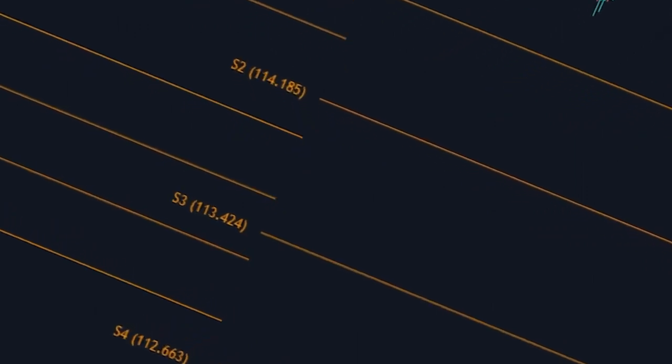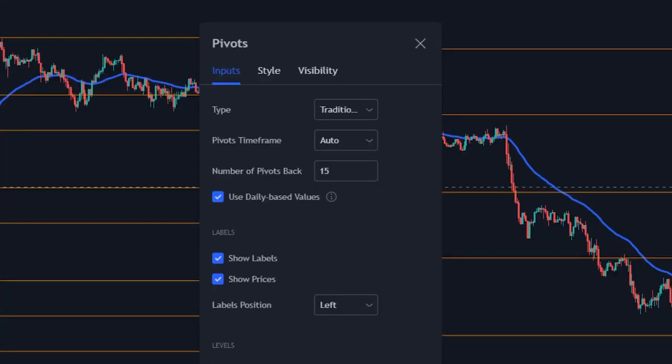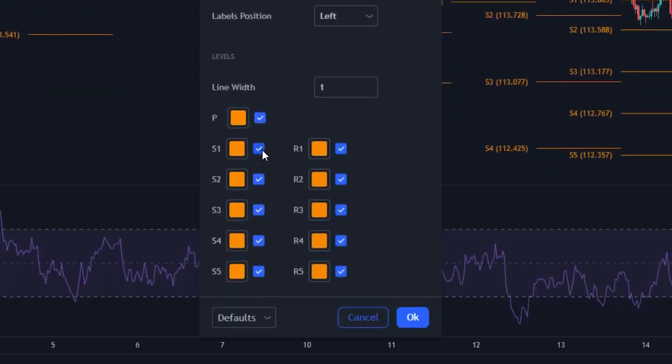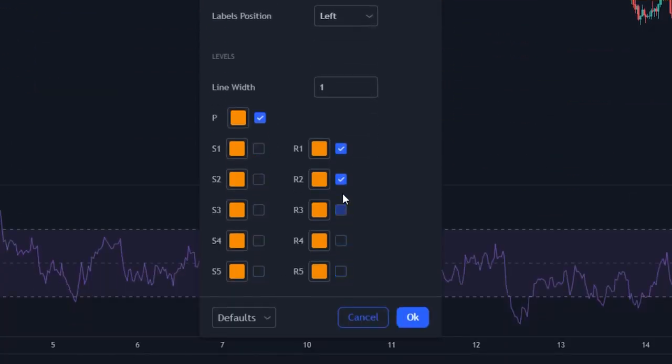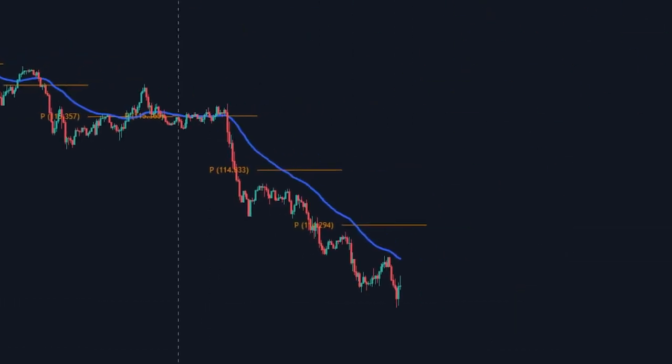I know, it's pretty ugly. Let's clean it up a bit. Go to the settings of the indicator. You're gonna wanna change the pivot time frame to daily, then uncheck all these boxes besides P. Then you'll be left with one pivot point line per day.